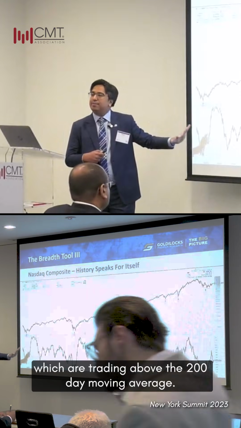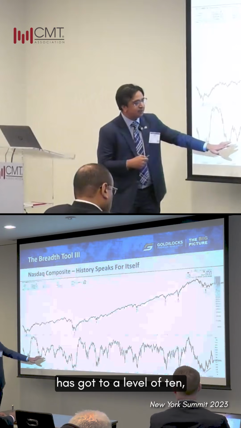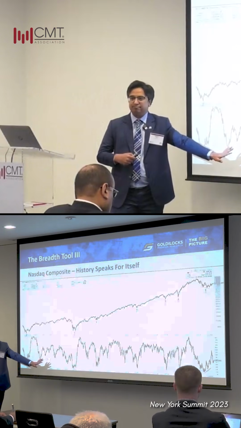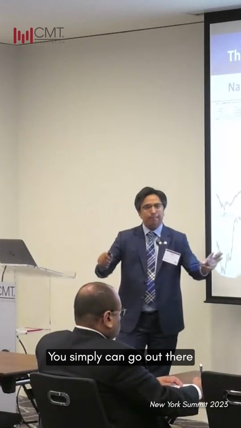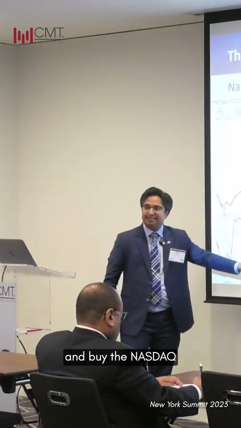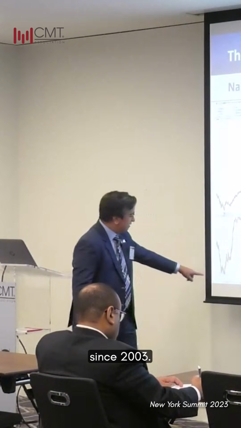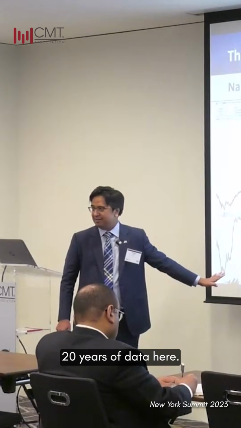So this is the data of the percentage of stocks on the Nasdaq composite, which are trading above the 200-day moving average. You will be amazed to know that every time this number has got to a level of 10, it's been a buying opportunity. It's a formula, honestly. You simply can go out there and buy the Nasdaq or the Nasdaq stocks, and this has worked every single time since 2003. I'm giving you 20 years of data here, right?